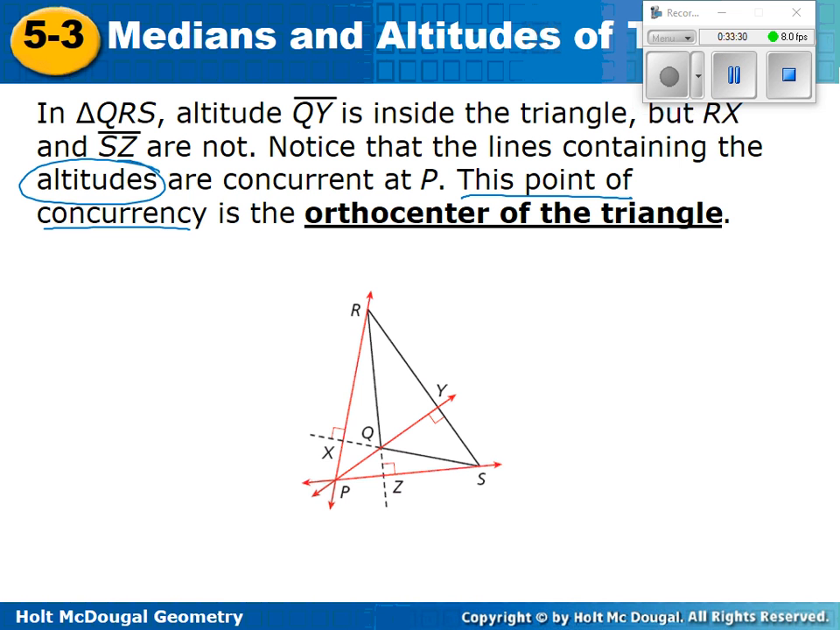a right triangle, and an obtuse triangle.